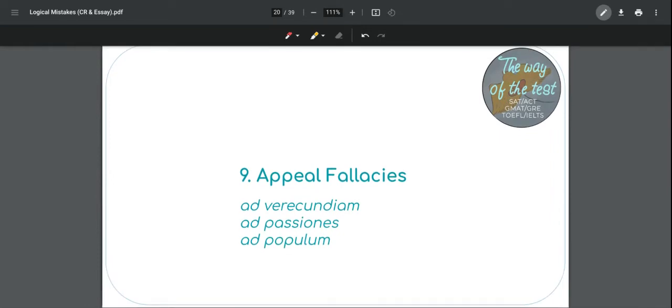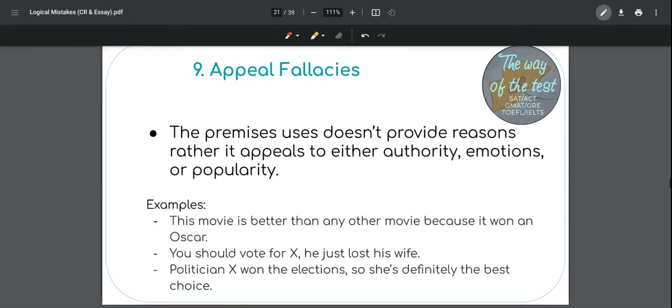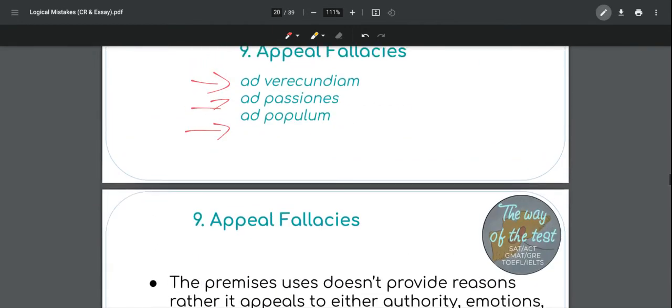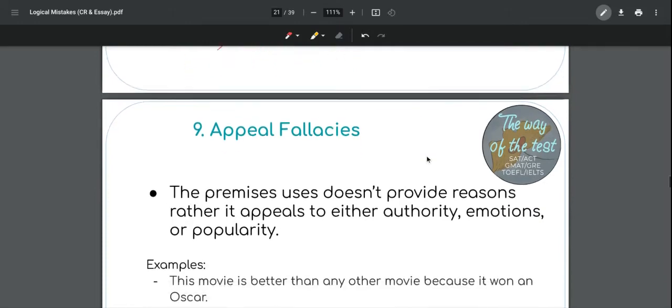Okay, the ninth mistake, we're going to call them appeal fallacies. These are the ad verecundiam, the ad passiones, and the ad populum. Basically, when instead of giving an argument, you say something like, oh, because I'm your father and I say so. So it's either referring to an authority, referring to emotions, or referring to the majority of people, like democracy.